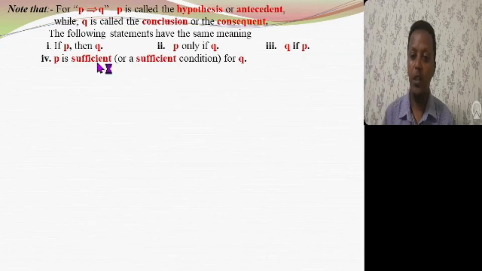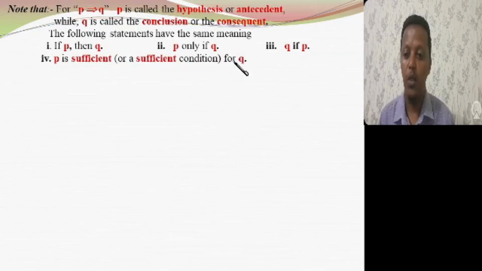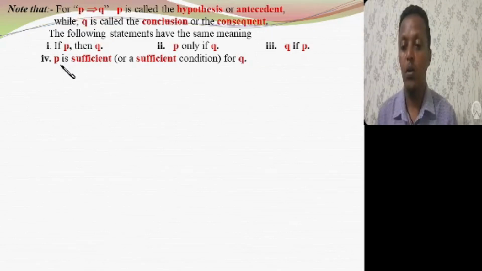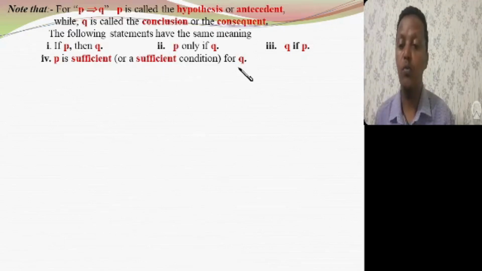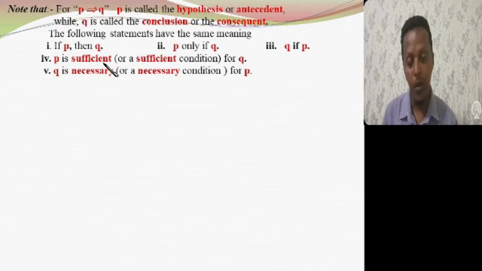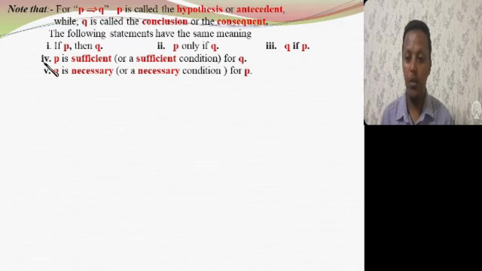In addition, P is sufficient for Q, or P is a sufficient condition for Q. We can also read P implies Q as P is sufficient for Q. Similarly, you can read P implies Q as Q is necessary for P, or Q is a necessary condition for P. So all these 5 sentences have the same meaning as P implies Q. When you change symbolic form to a verbal statement, you can use one of these 5 for implication.